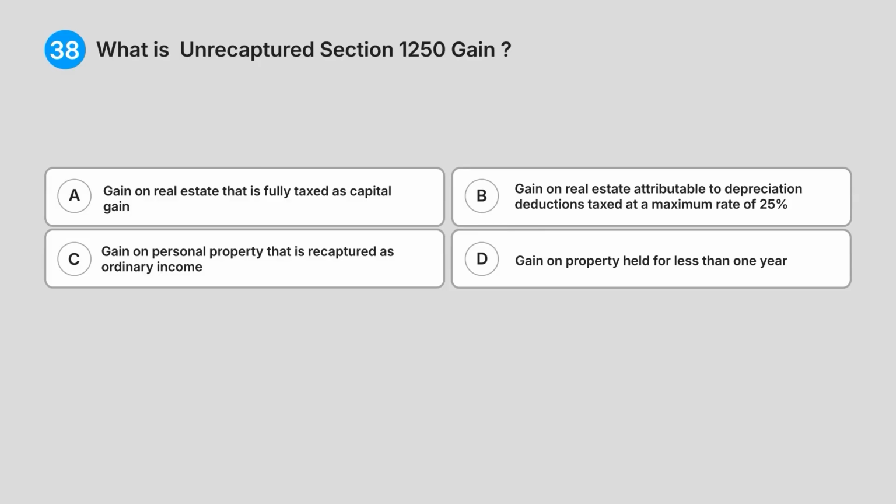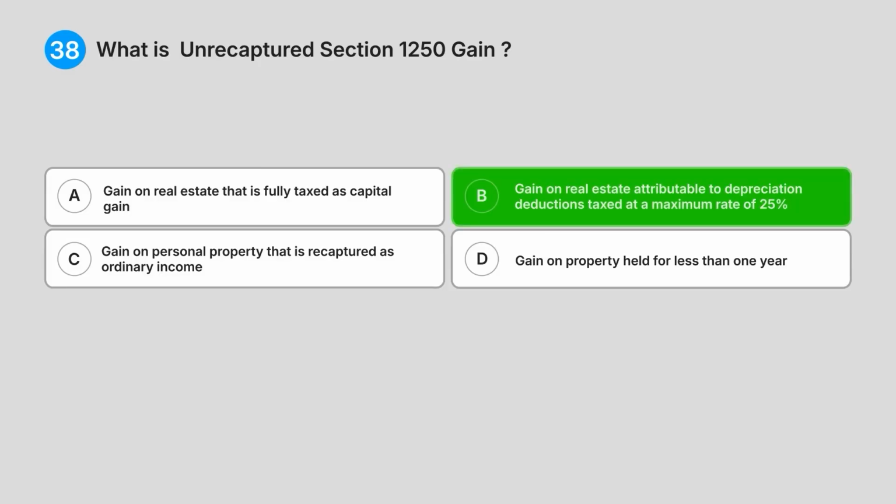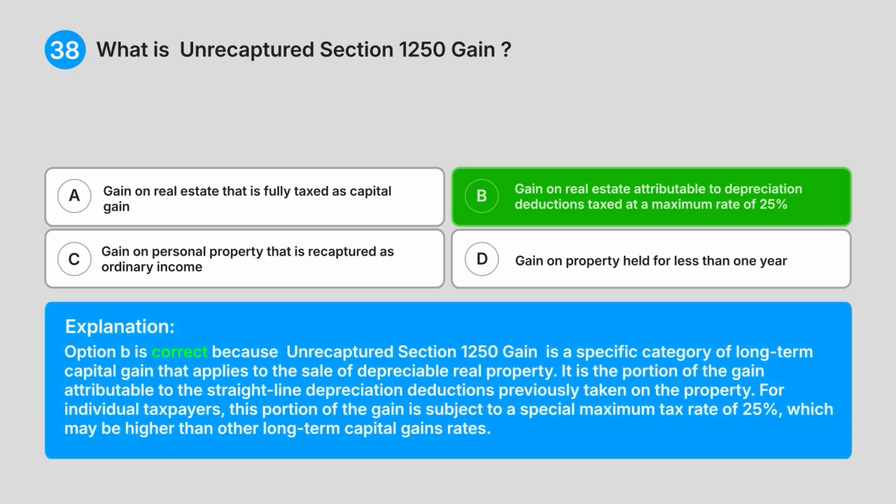Correct answer. B. Gain on real estate attributable to depreciation deductions taxed at a maximum rate of 25%. Explanation. Option B is correct because unrecaptured Section 1250 gain is a specific category of long-term capital gain that applies to the sale of depreciable real property. It is the portion of the gain attributable to the straight-line depreciation deductions previously taken on the property. For individual taxpayers, this portion of the gain is subject to a special maximum tax rate of 25%, which may be higher than other long-term capital gains rates.